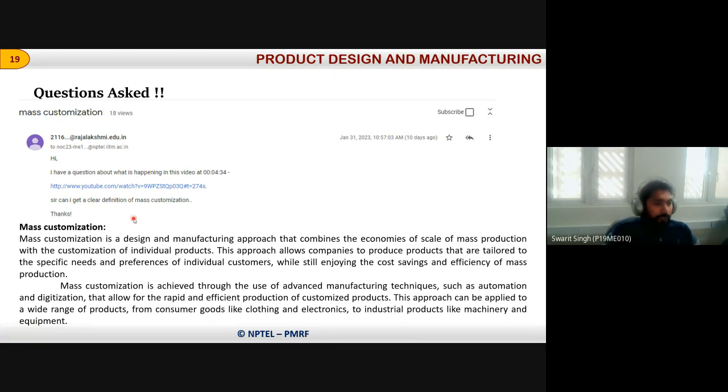So mass customization is a design and manufacturing approach that combines the economies of scale of mass production with the customization of individual products. Okay, we are producing products in mass, but the individual products are customized. So this approach allows companies to produce products that are tailored to the specific needs and preferences of individual customers, while still enjoying the cost saving and efficiency of mass production.